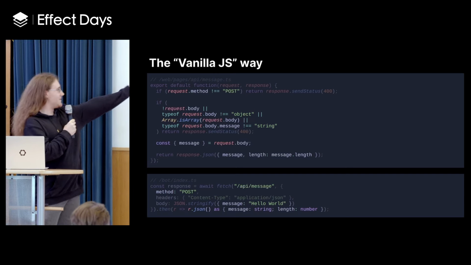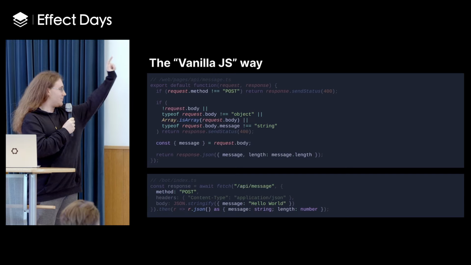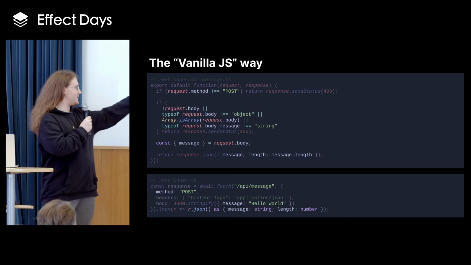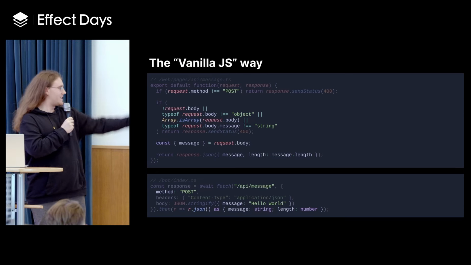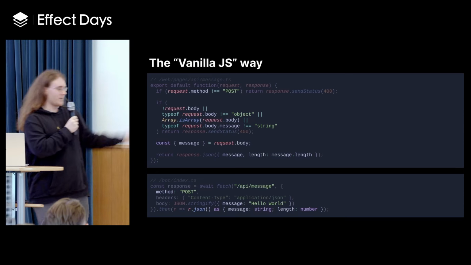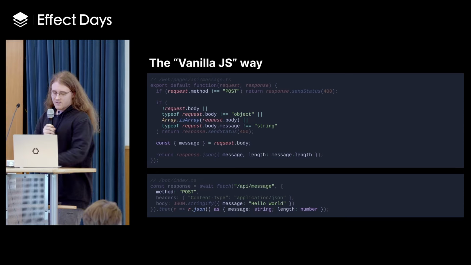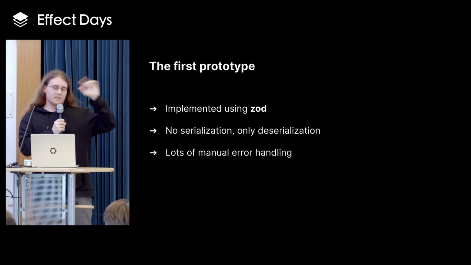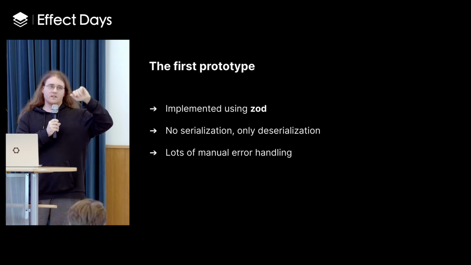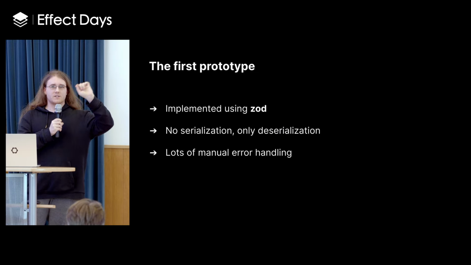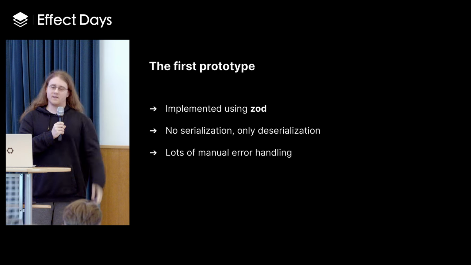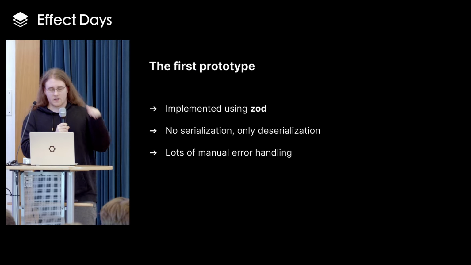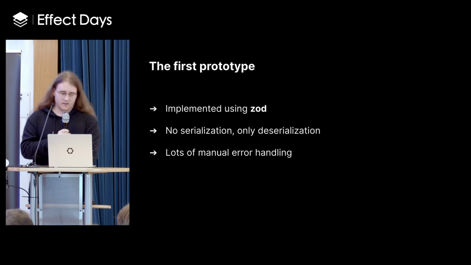Make sure that you actually use the correct fetch method, otherwise it's going to blow up. Make sure that you actually use JSON and actually pass the correct thing, and that you get the correct thing back. So my first prototype was, as I said, built in Zod. Zod only has deserialization, so you can only, for example, transform an environment variable, which is always a string, into a number, but not the way back. And we had to do lots of manual error handling.